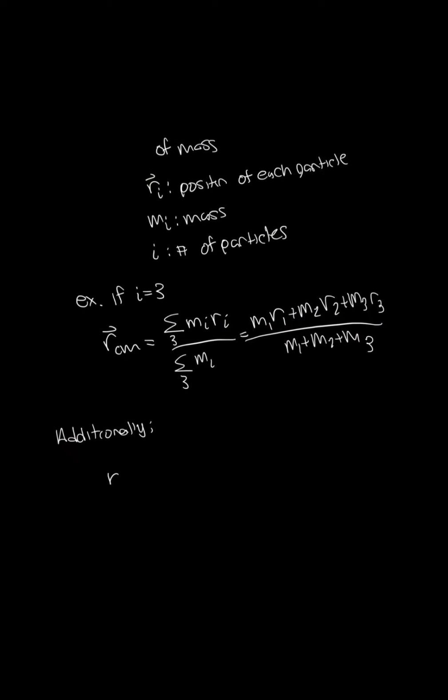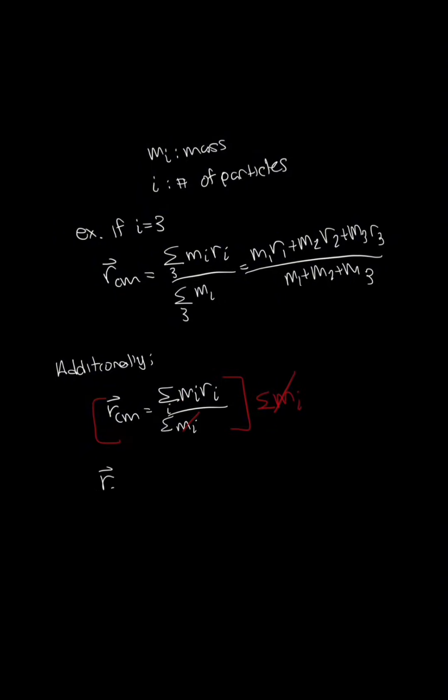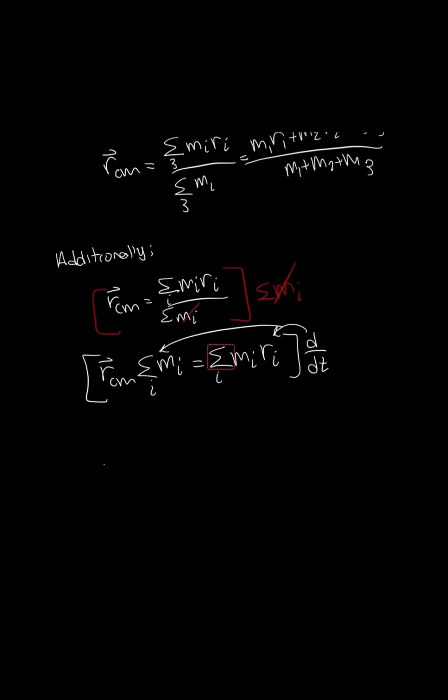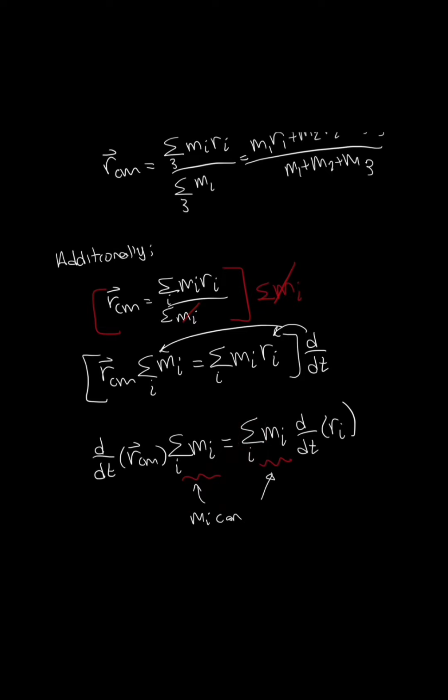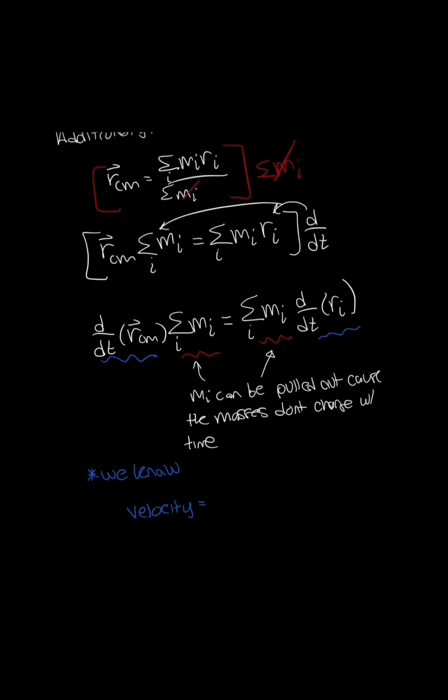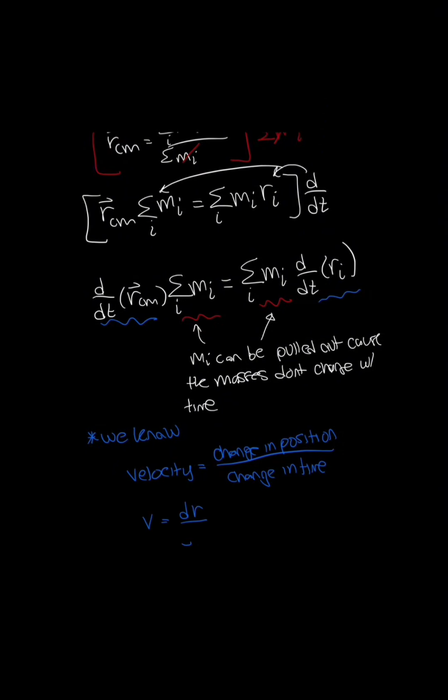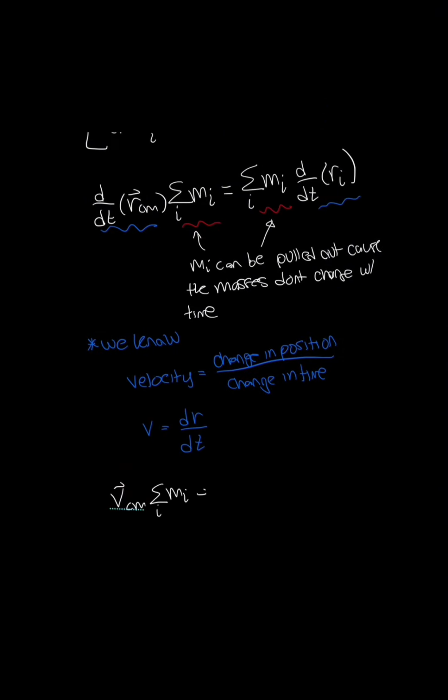Additionally, we could transform this center of mass equation into an equation with respect to velocity by first multiplying both sides by the summation of mass, and then taking the derivative with respect to time of both sides, noting that the masses can be pulled out of the derivative because the mass of the objects doesn't change with time. We know that velocity is equal to change in position over change in time. So v is going to be equal to dr over dt. So we can substitute the velocities for these expressions in the equation and we get this.